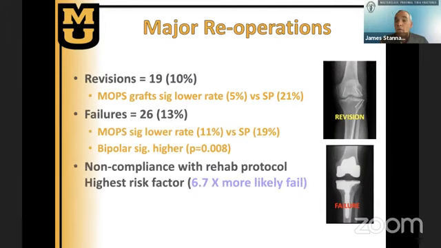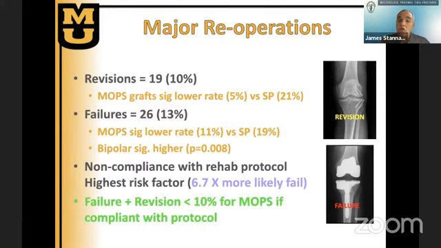Very importantly, what we found is that many of the patients who failed using our grafts were patients who did not comply with the rehab protocol, which really goes for a whole year and requires them to do certain activities or not do certain activities so that the grafts don't fail. So you have almost a 7-fold higher risk of failure if you don't comply with the protocol. Those who did comply with the protocol had less than a 10% failure rate with our MOPS grafts. So that's starting to get into a number that we feel is encouraging.